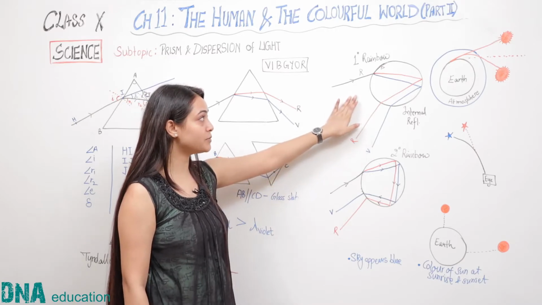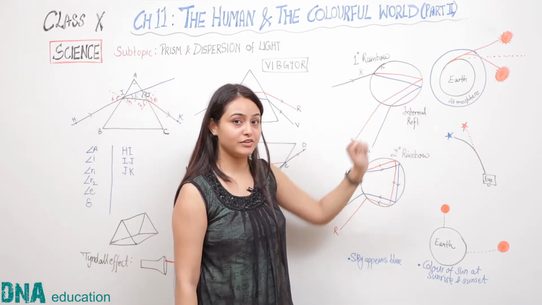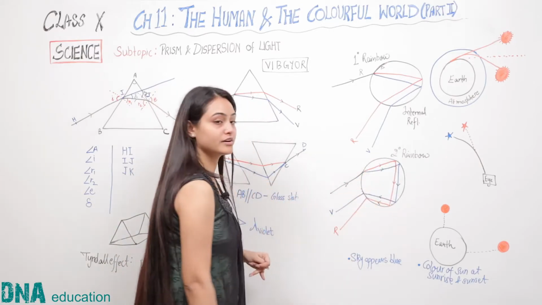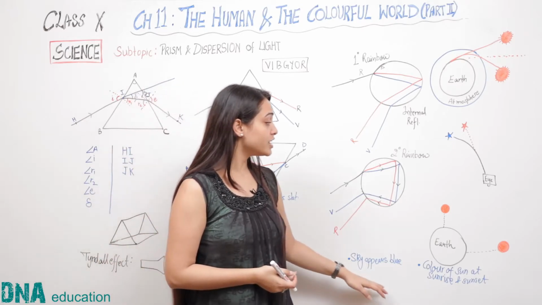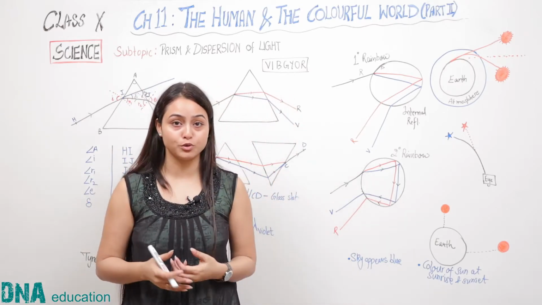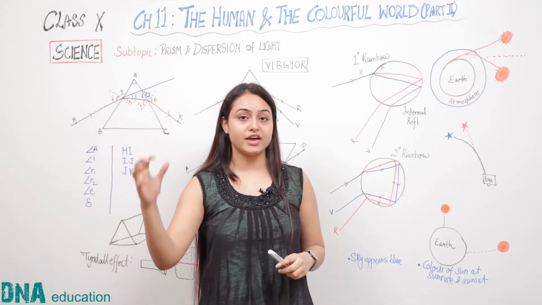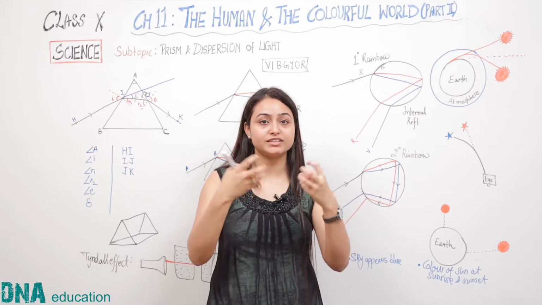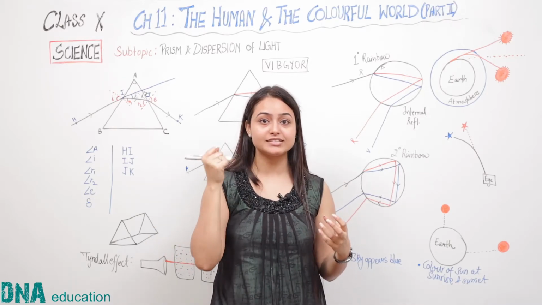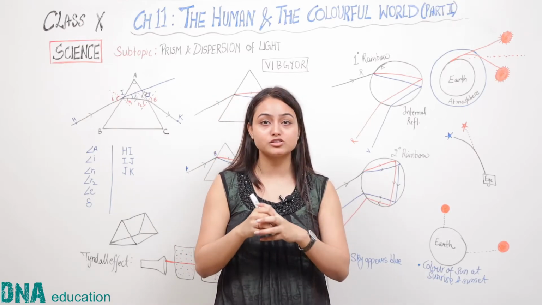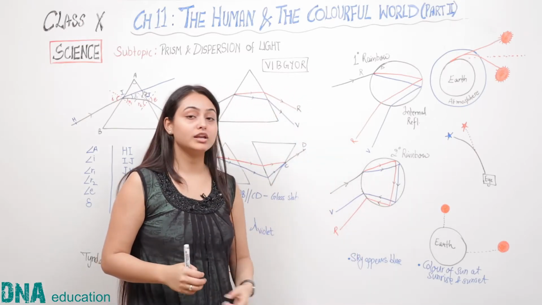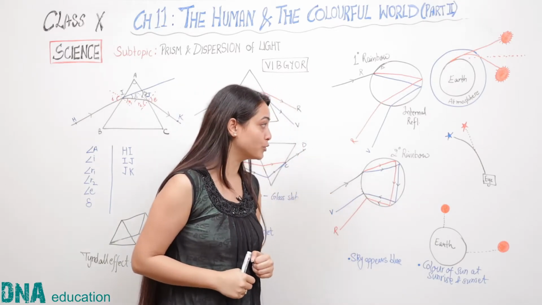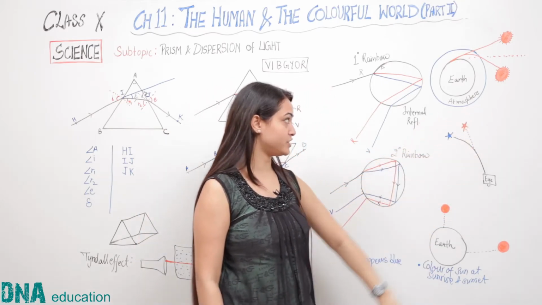So in case of a primary rainbow, there are 2 refractions and 1 reflection, while in case of a secondary rainbow, there are 2 refractions and 2 reflections. Now, there are certain phenomena like the sky appearing blue. The sky appears blue because when sunlight falls in the atmosphere, the blue color which has less wavelength is scattered more, because red color has larger wavelength, so it travels straight and is not scattered. However, blue color has shorter wavelength and is scattered more. Therefore, the sky appears blue.